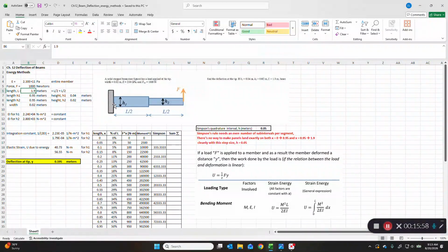So there's an H1 segment, I'll call it H1, and then an H2 segment. They're both L over 2, 0.95 meters, right? Each of these segments has a width of 0.02 meters. So the widths are constant, but the heights differ. So the height of H1 is greater, twice the height of H2. Hopefully that's clear.